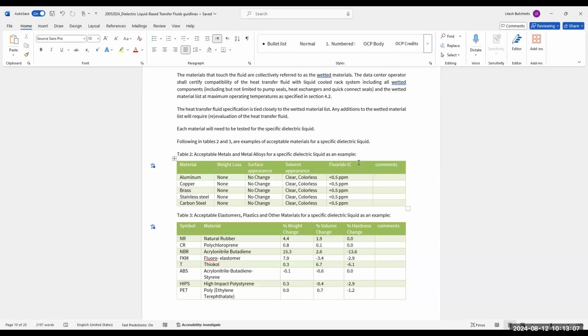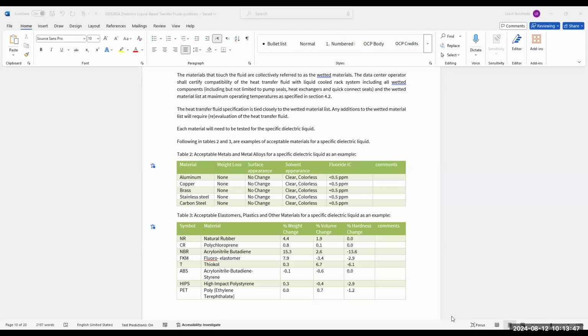Is there also additional guidance on what the threshold for percent weight change or volume change would be that would be cause for concern? How should you interpret this? Well, this is actually per customer or per user, and it depends on where that seal is. In most cases, if the change is less than 5%, it usually will not create a leak. This would be a general statement. In some cases, you need to make sure you're not more than 2%.